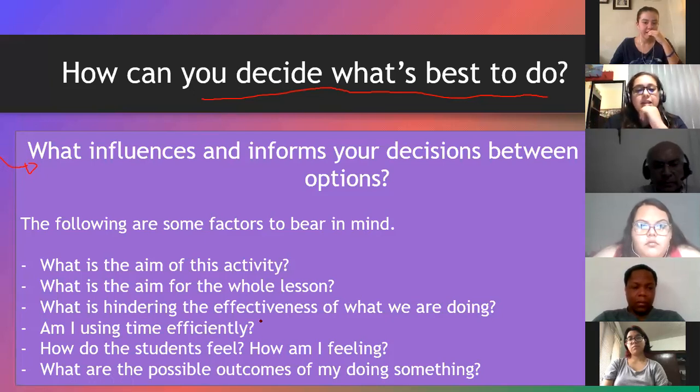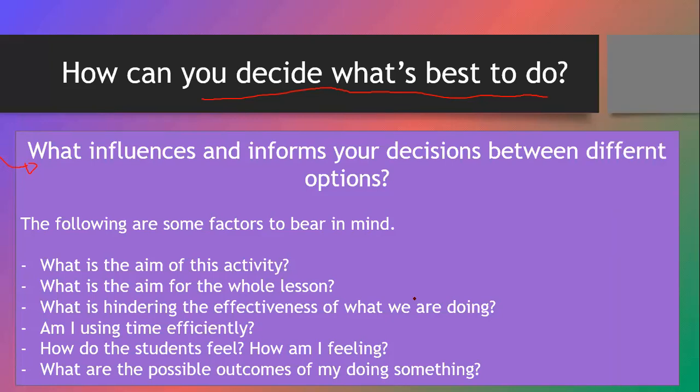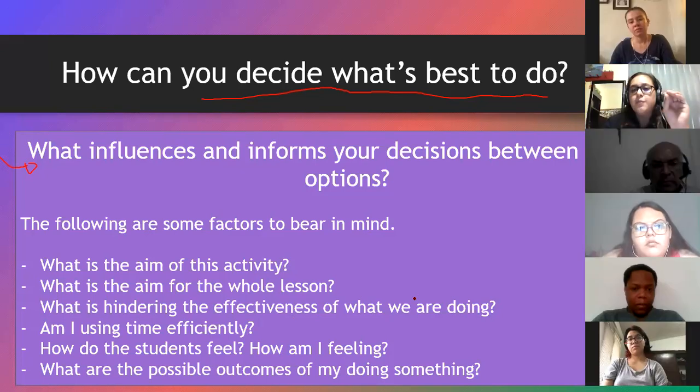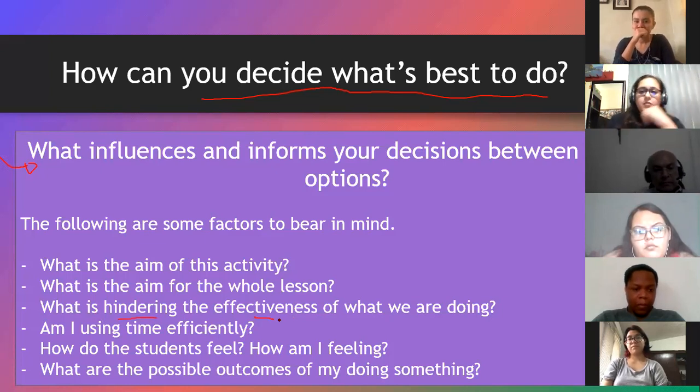What is hindering the effectiveness of what we are doing? So again, if I put Andrea, Aster, and Dana together, what is going to hinder the effectiveness of what they are doing? What do you think?